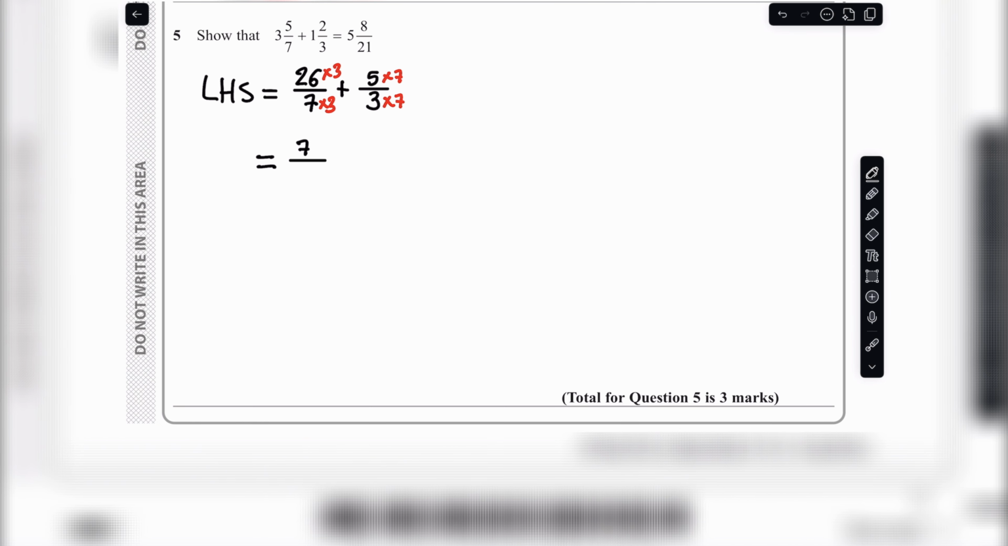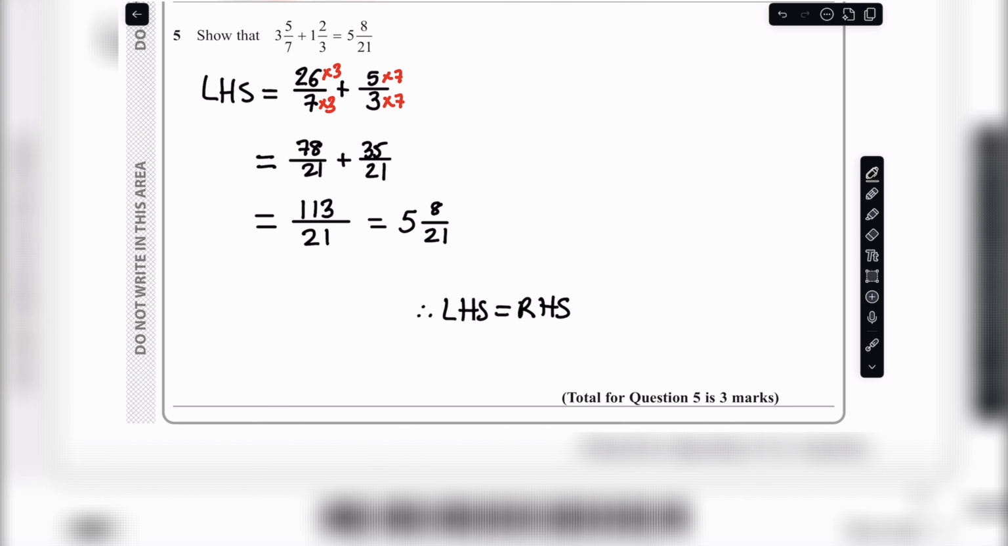And this gives us 78 over 21 plus 35 over 21. And as a single fraction, that's 113 over 21. And now that we have our improper fraction, we need to convert this into a mixed number. So 21 goes into 113 5 times, leaving us a remainder of 8, and we'll divide that by 21. And that is the final answer.